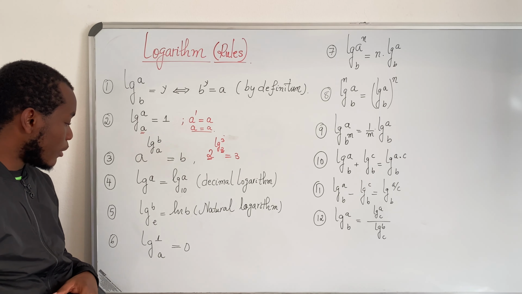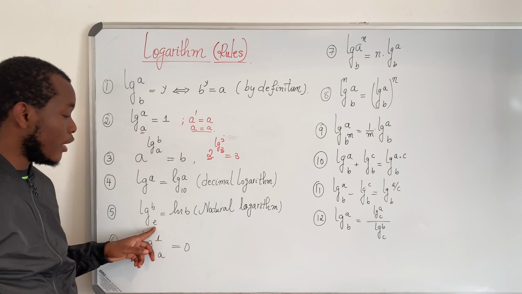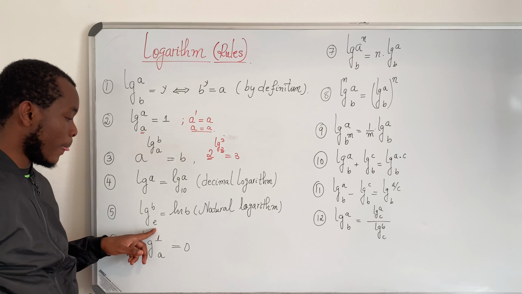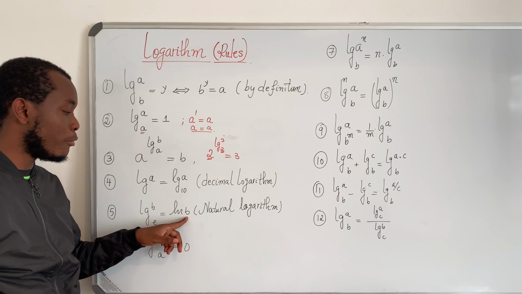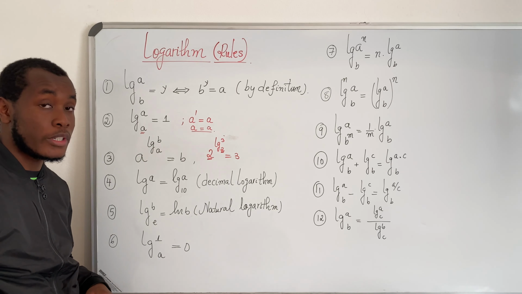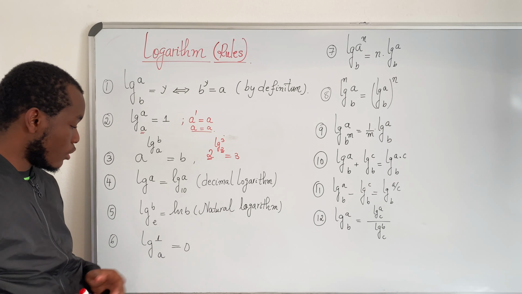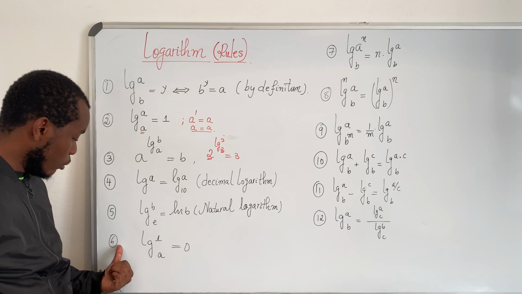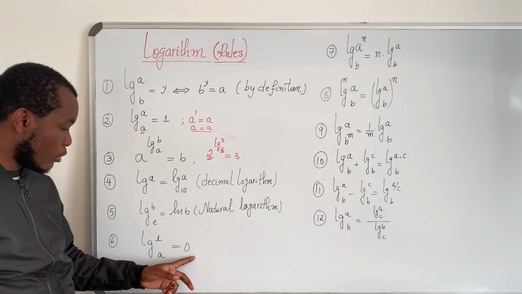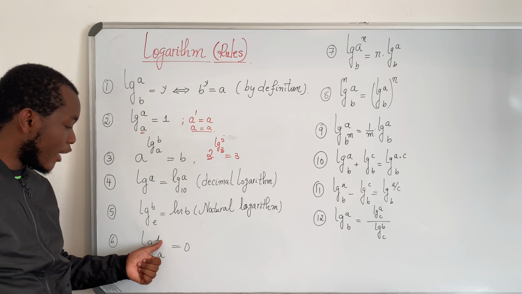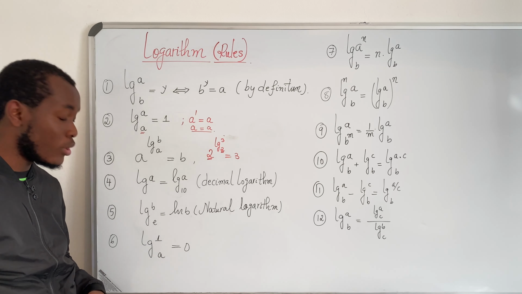And rule number 5, log of b to the base Euler. This e here is Euler. So this is equal to ln b, ln of b, which is called natural logarithm or the logarithm of Neper. It was a scientist who created that. And rule number 6, log of 1 to the base a is 0. This rule says that when the argument is 1, no matter the base, this is always equal to 0.